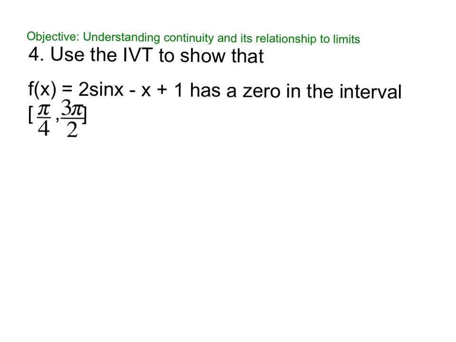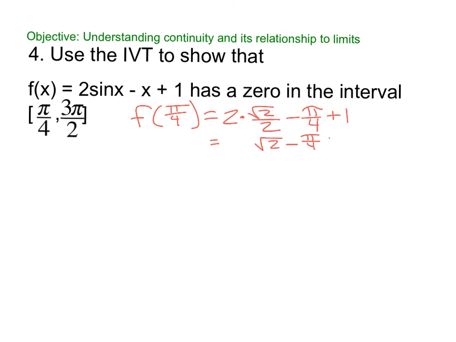All right, so I'm going to start by finding my y values. So f of pi over 4 equals 2 times root 2 over 2 minus pi over 4 plus 1. So that's root 2 minus pi over 4 plus 1. And I'm just going to say that's greater than 0. I know that's greater than 0 because pi over 4, that's about 3/4, right? So that's definitely positive.